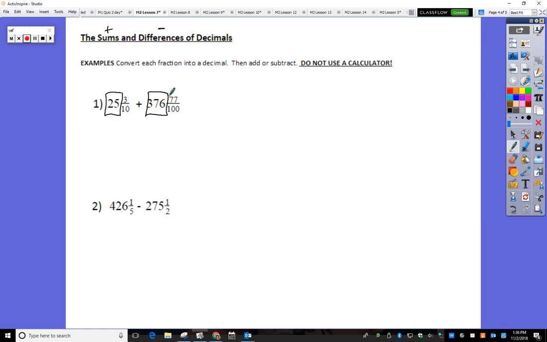Since I'm adding these two together, I'm actually going to flip the order, which the commutative property tells us that's okay to do if we're adding, just to have the longer whole number on top. So I'm going to actually write this with my whole numbers lined up. Now I have to change my fractions into decimals. So I'm just going to ignore the whole number piece and look at the fraction right now.